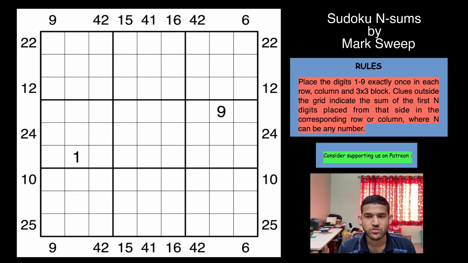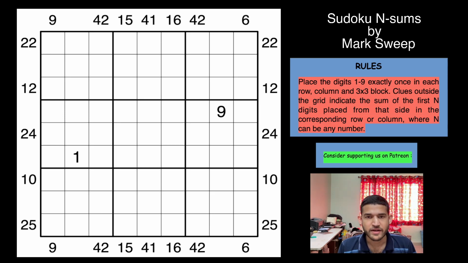Today's video is on a Sudoku created by Mark Sweep. It is called Sudoku N-sums. This was posted on wcpn.nl website and I solved this yesterday. This was an excellent Sudoku. So as you can see, the clues are similar on either side of the grid. Whichever clue you take, it has an exact duplicate on the other side. An excellent creation and just two symmetric givens.